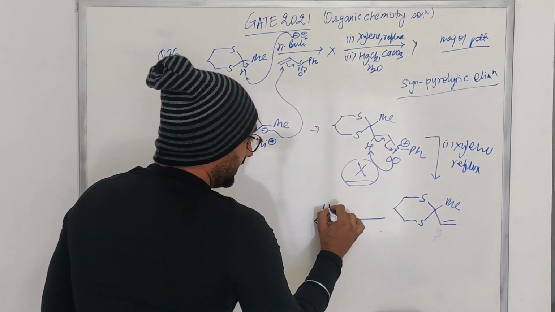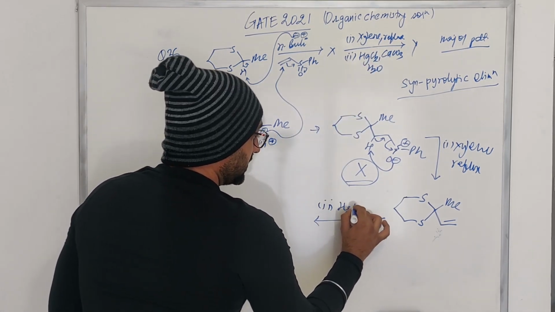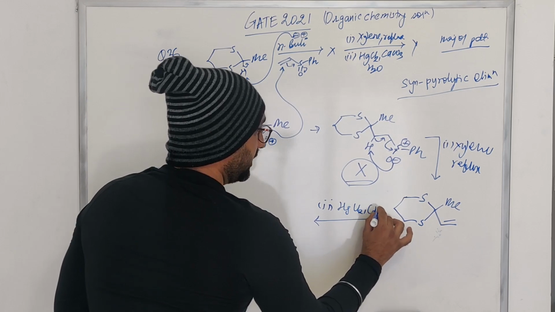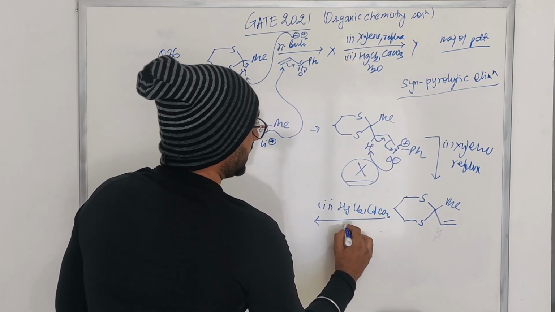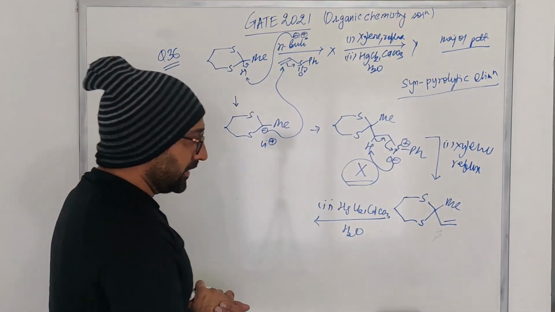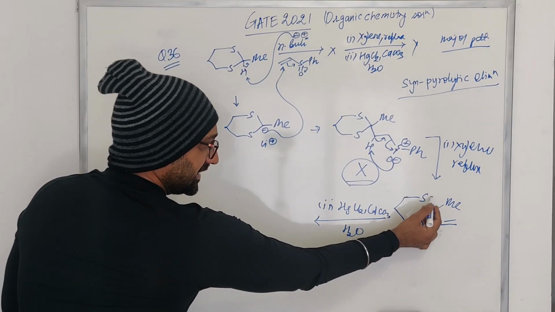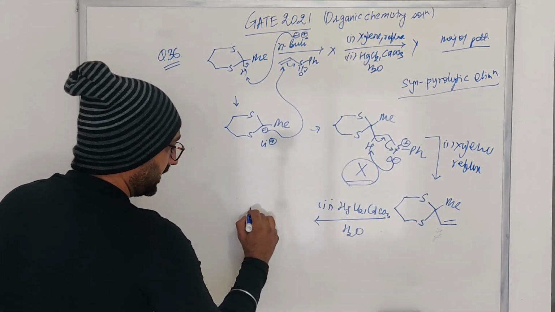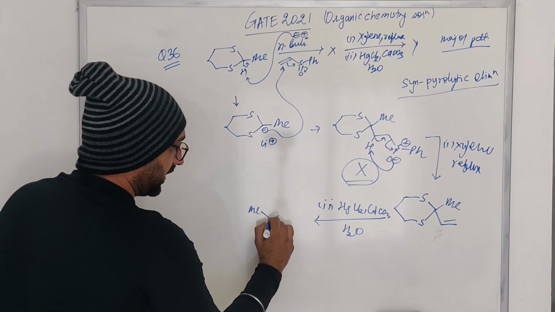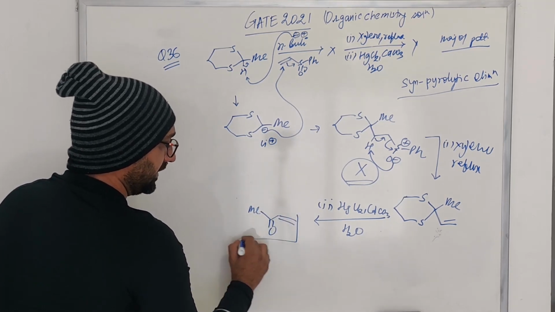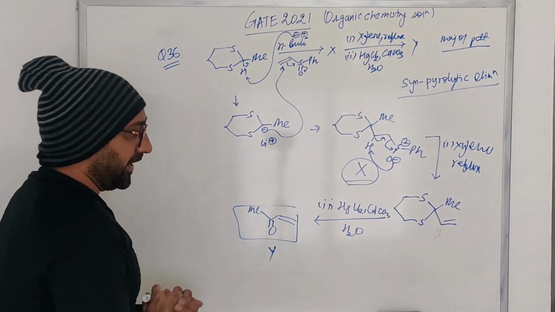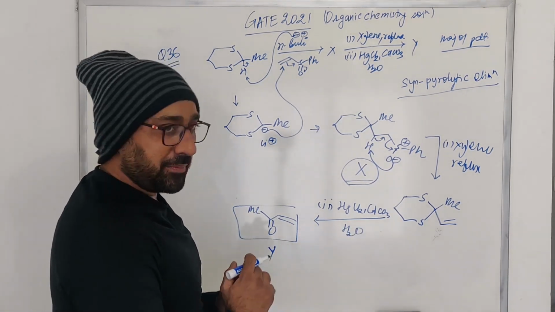So now you are treating with the mercuric, so HgCl2, cadmium carbonate acting as a base, and you have water. If I write it directly, what we know is that this is undergoing deprotection. We have a carbonyl. So the exact product of this reaction is this. This is your desired answer. But we can clearly see what happens in the mechanism.